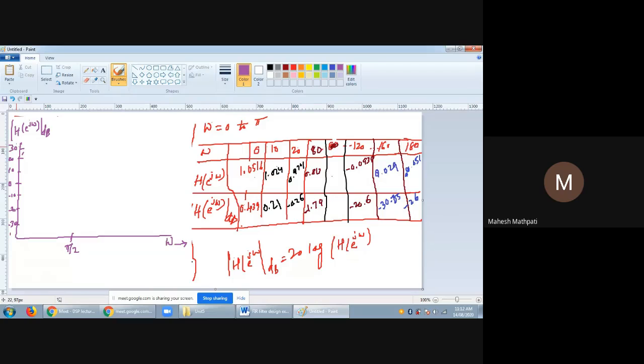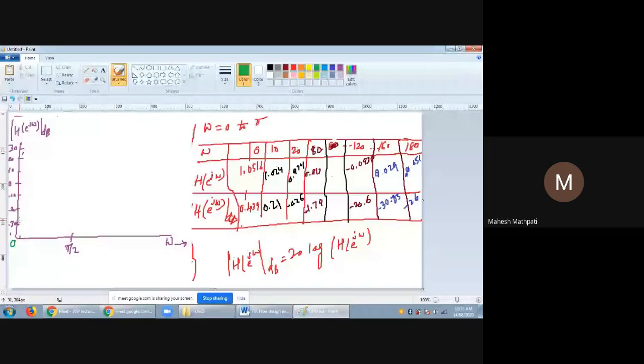Have you noted this graph? Yes sir. On y-axis I am having H of e power j omega in dB, and x-axis is omega. Now we have calculated the value at omega equals to 0. At omega equals to 0, what is the value we got? We got the value 39.